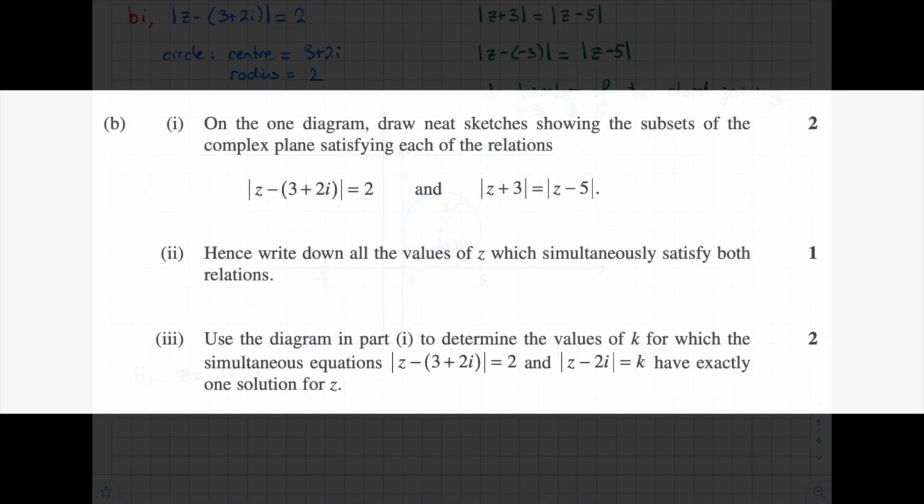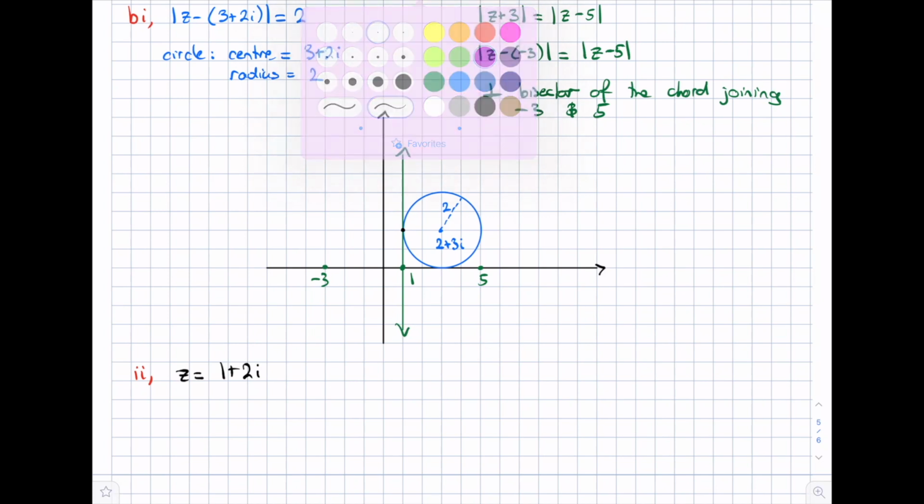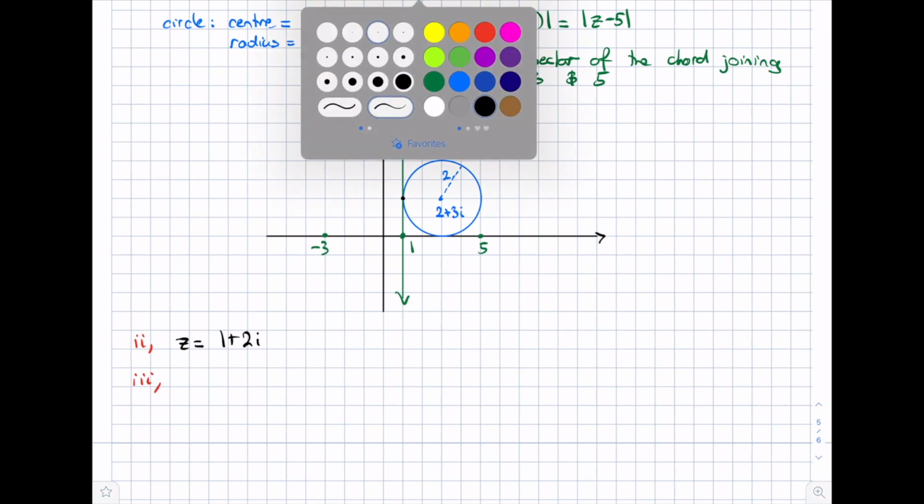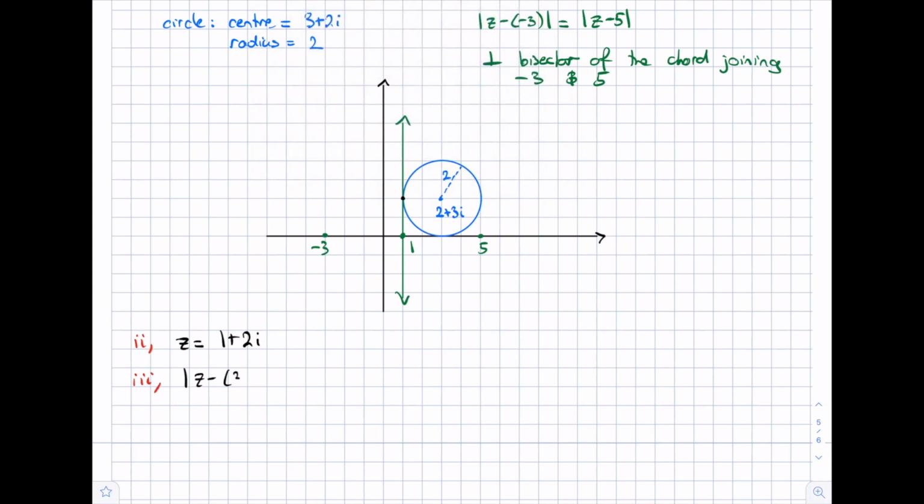Now part 3. Use the diagram in part I to determine the values of k for which the simultaneous equations, the modulus of z minus 3 plus 2i equal to 2, and the modulus of z minus 2i equal to k, have exactly one solution for z. All right. So maybe let's write these two down as well. What do we have? We have the modulus of z minus 3 plus 2i, which is equal to 2. This is exactly what we saw above.